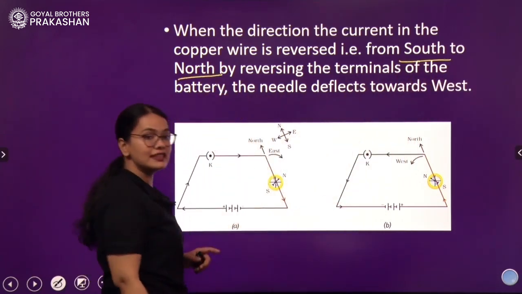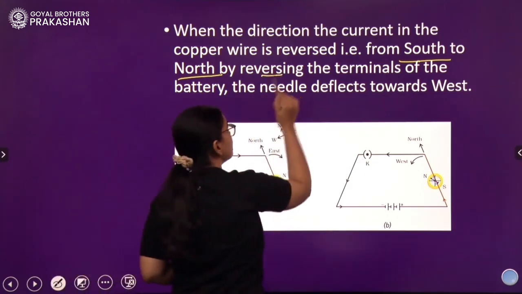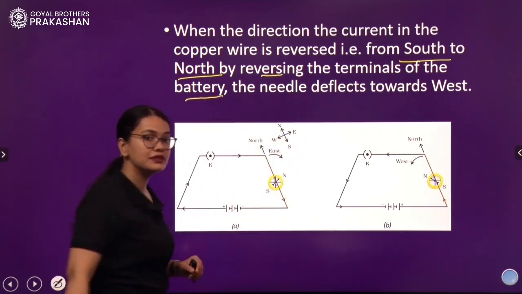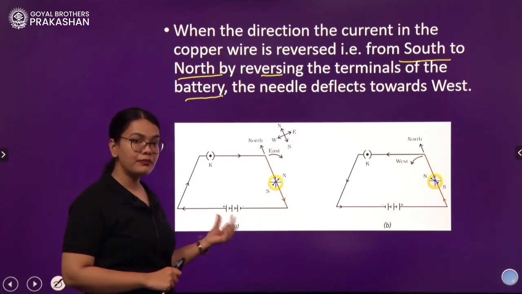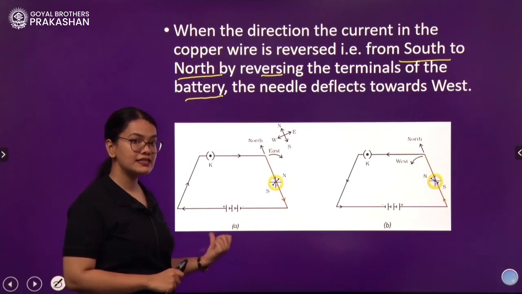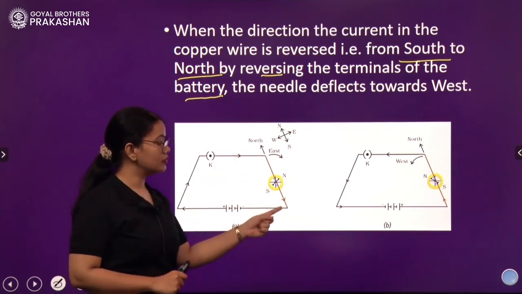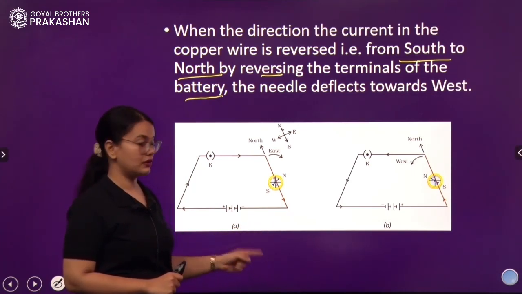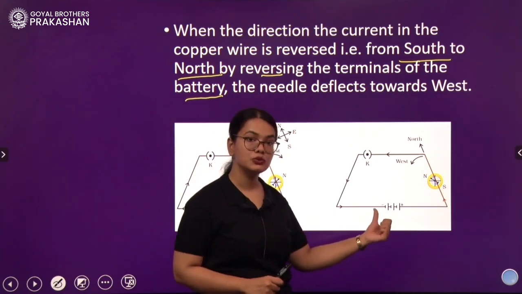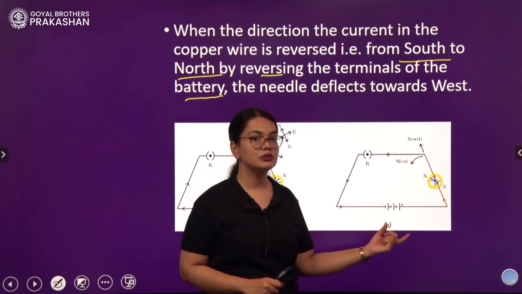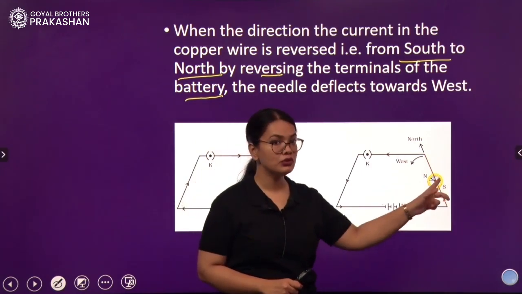Okay. When the direction of the current in the copper wire is reversed from south to north, we are reversing the direction of the current by reversing the terminals of the battery. We have reversed the terminals of the battery. Look at over here. The positive terminal is towards the east, negative terminal is towards the west. So, in the earlier case, the current goes from north to south. But on the other hand, now we have taken our negative terminal towards the west and positive terminal towards the east. As a result, our current direction is from south to north.